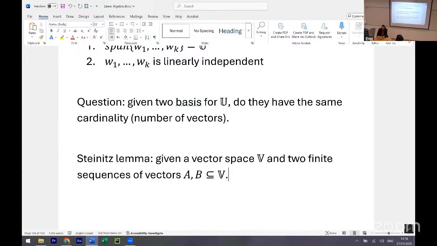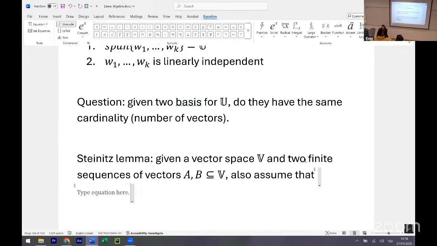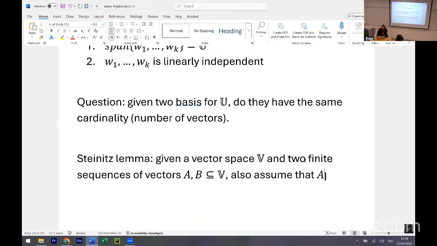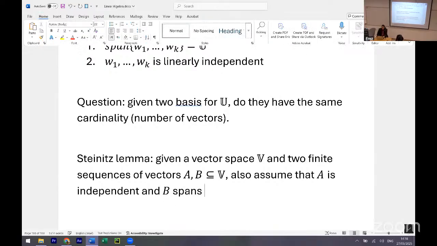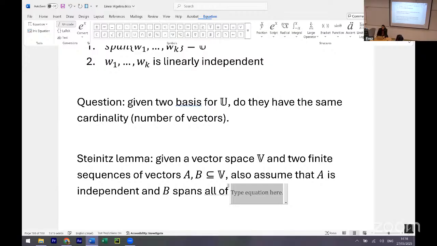And then for every, sorry, another assumption. Also assume that A is independent and B spans all of V.